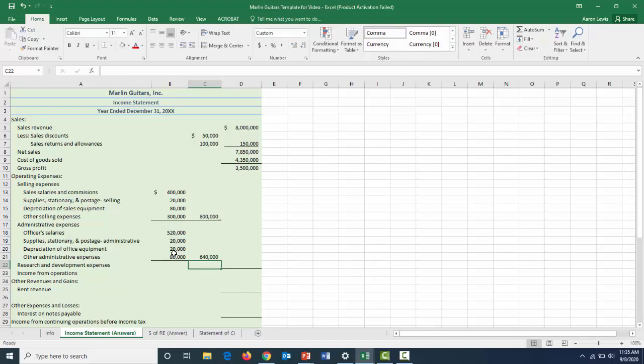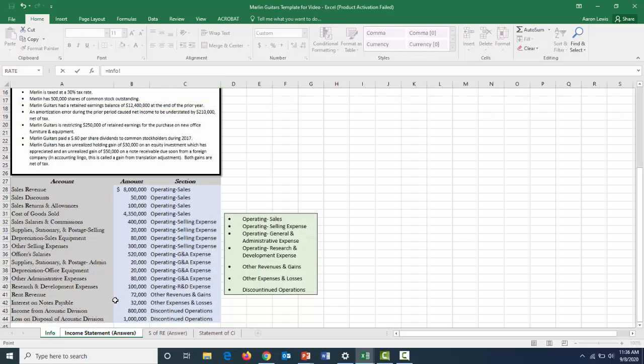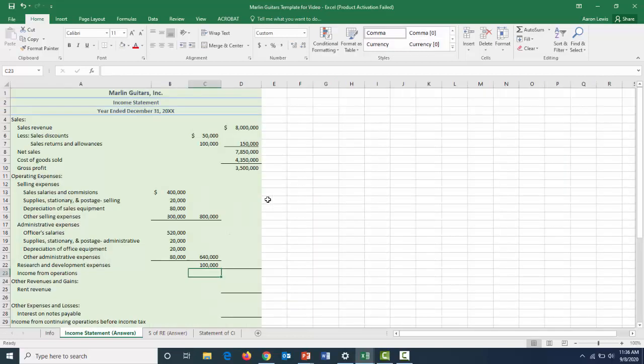And the third component of operating expenses is our R&D costs, our research and development expenses. Given in the info, they spent $100,000 on research and development of new guitars during the period, which means we can just bring that number over to the middle column. If we had multiple components of R&D expenses, we would total it up in the left-hand column like we did for selling expenses and administrative expenses, but since we just have that one number, we can report it right in the middle column.